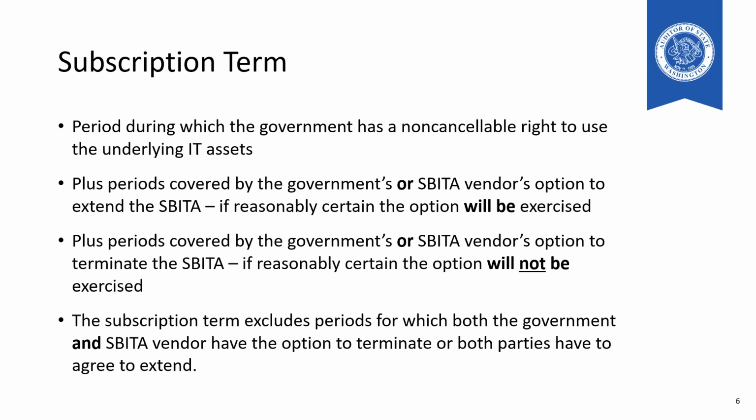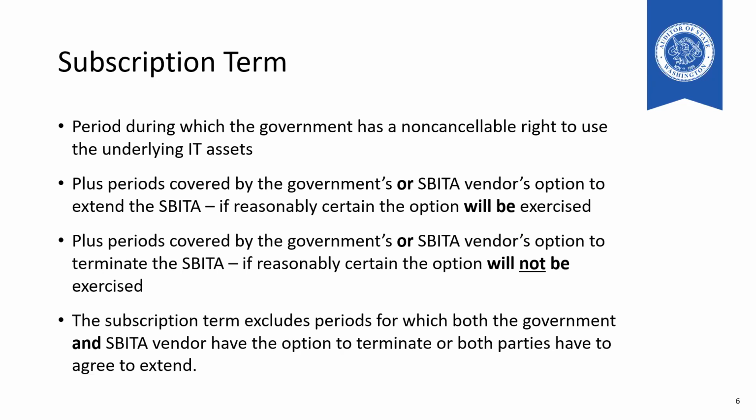Then if there's an option to terminate, but you're reasonably certain that option will not be exercised, then you include that additional time. So let's say that the initial contract is for 5 years, but you have the option to terminate after the 3rd year. If you're reasonably certain you will not exercise that termination, then your subscription term is the full 5 years.